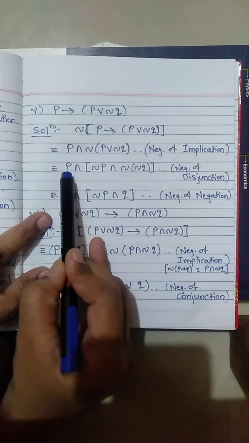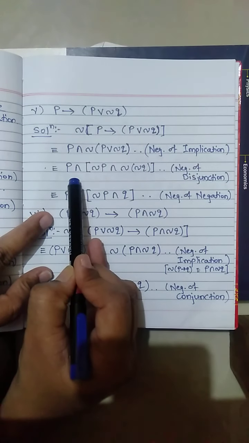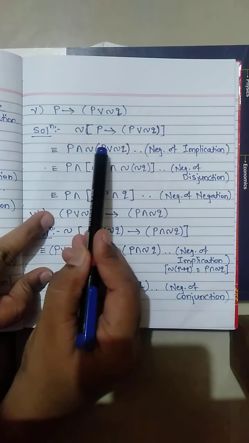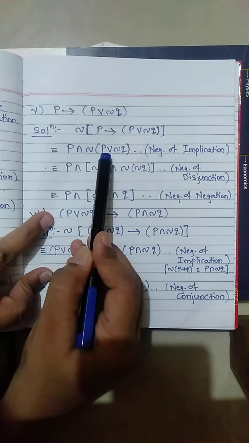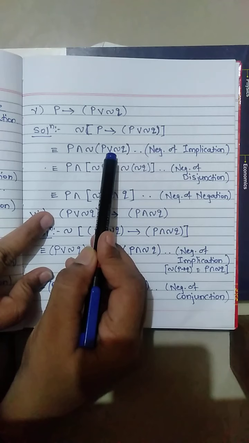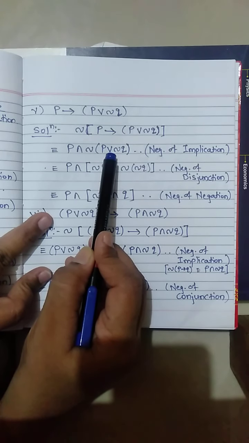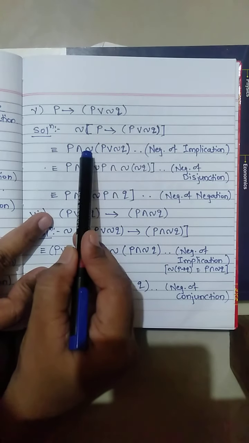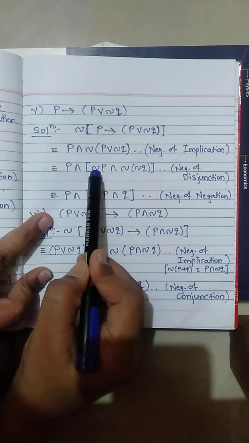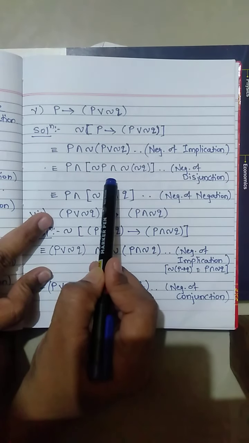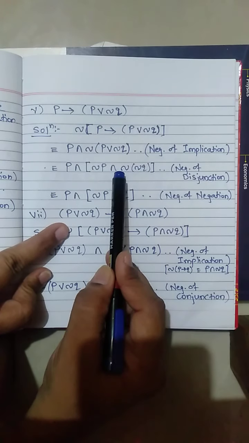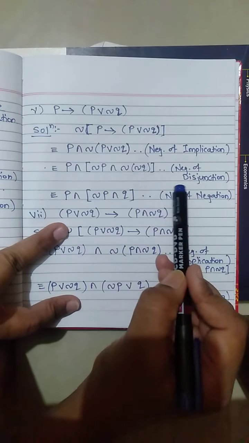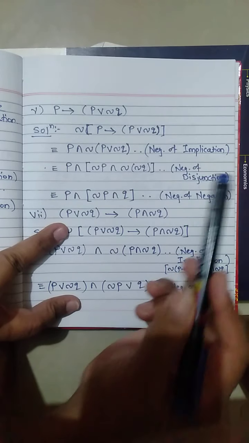Next, P is as it is, and the other part is also as it is; now we will apply this negation sign inside the bracket. Here the middle connective is or, so we will apply the rule of negation for disjunction. So negation of P, or is replaced by and, negation of negation Q. We applied here the negation of a disjunction.